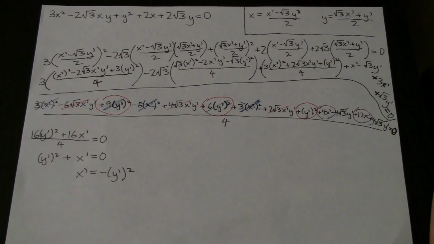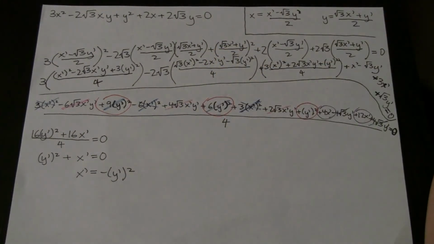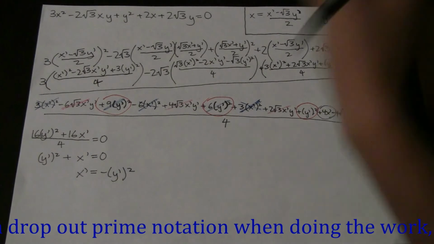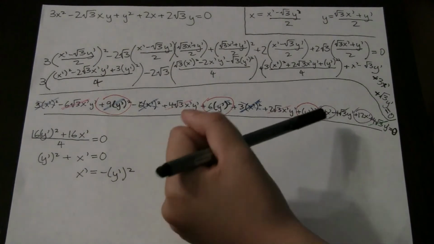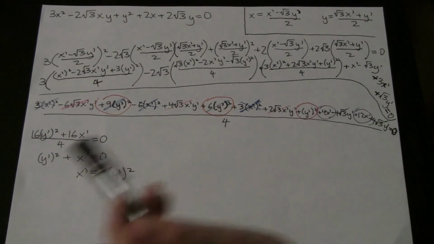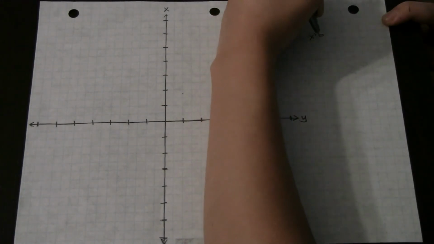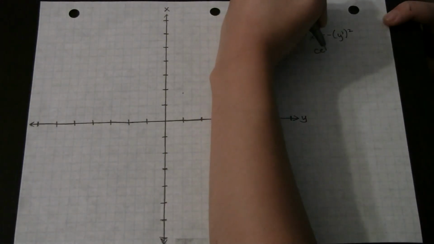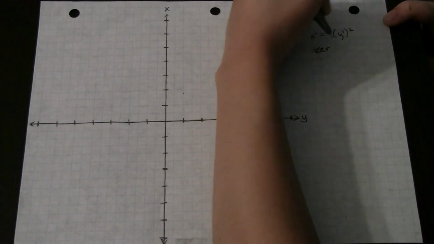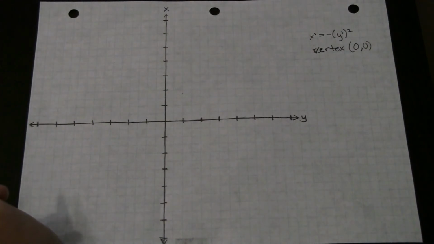Okay. Having distributed everything, our final equation is x prime equals negative y prime squared, because pretty much everything cancels except for the y squareds and the x's. Since the equation was x prime equals negative y prime squared, the center, or the vertex, because parabolas don't have centers, would be at the origin, 0, 0.